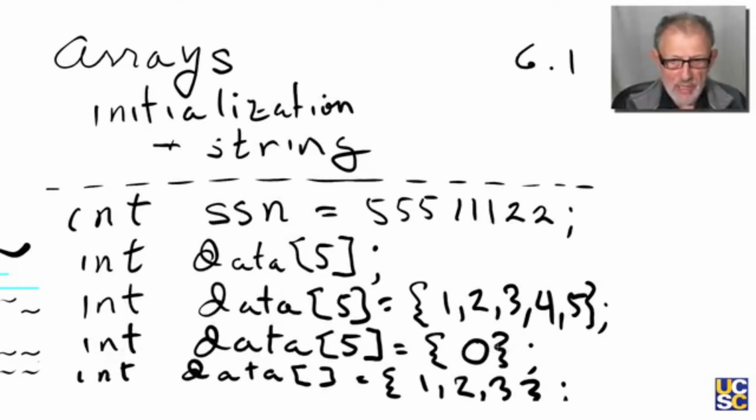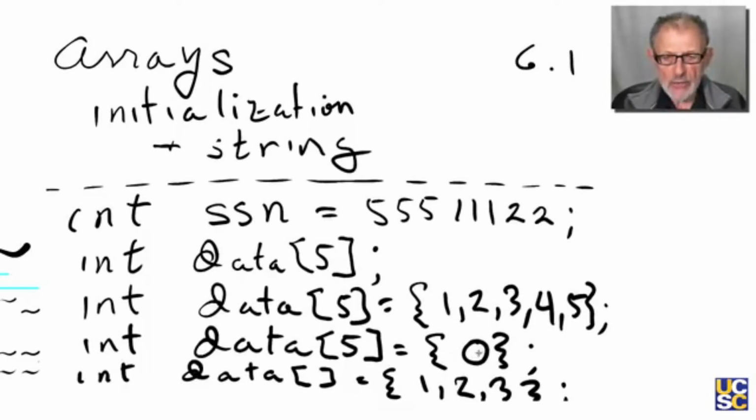But also, we can abbreviate the list. If we wanted all the elements to be 0, we could just list a single 0. We wouldn't have to list a comma-separated list of 0s. It turns out that all of the elements will be initialized to this value.